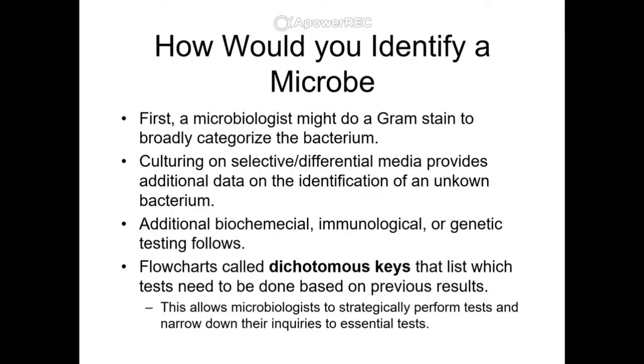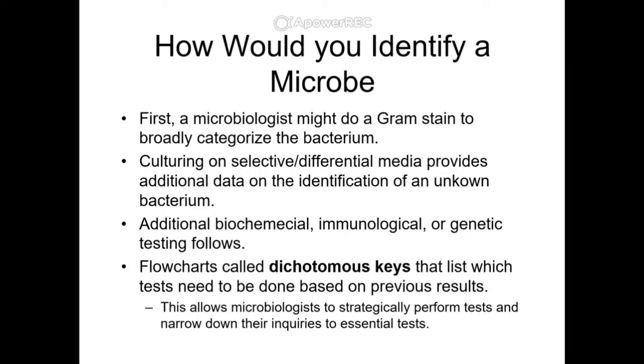Next, you might do culturing. Culturing naturally takes a lot longer than a gram stain. A gram stain takes about 5 minutes in good hands to get complete, whereas culturing requires the bacterium to grow in the medium. So this can take a little bit longer, typically overnight, and this can occur on selective or differential media or both. And this provides additional data on the identification of an unknown bacterium.